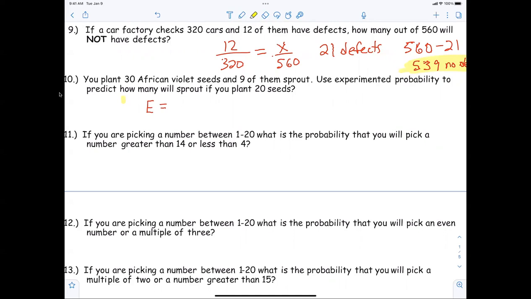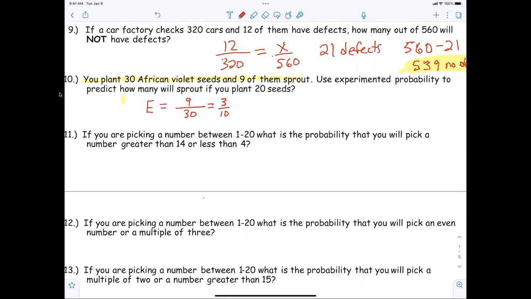Here's your experiment. Well, remember the denominator is the total. Yes. 9 over 30. So everybody agree with that? And that, believe it or not, it reduces to what? 3/10.